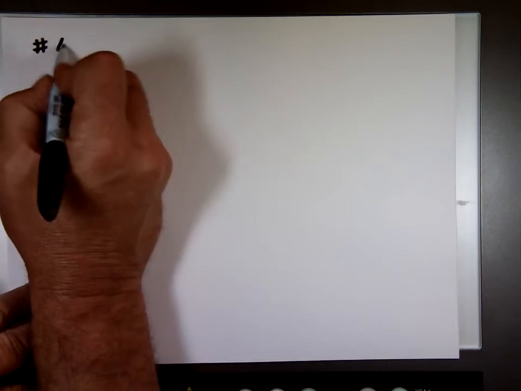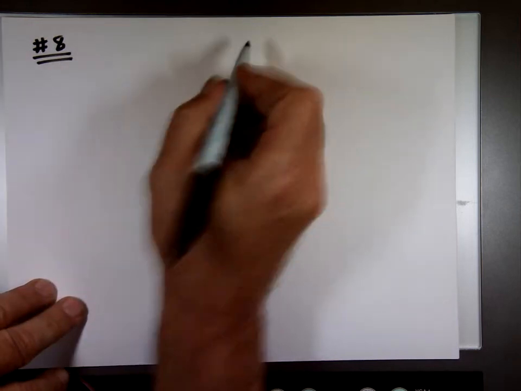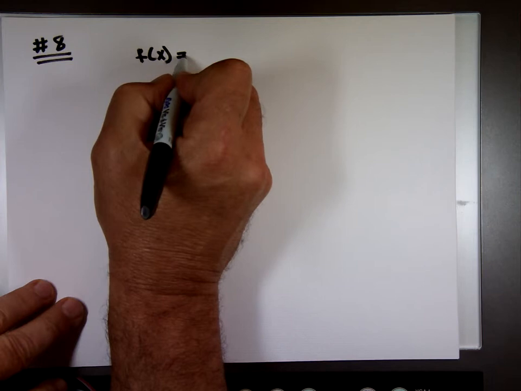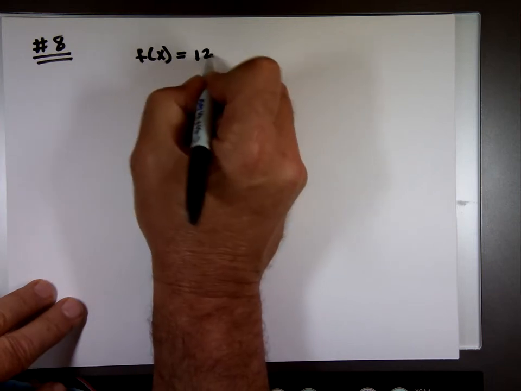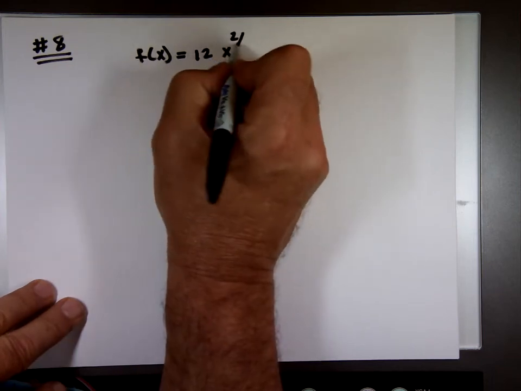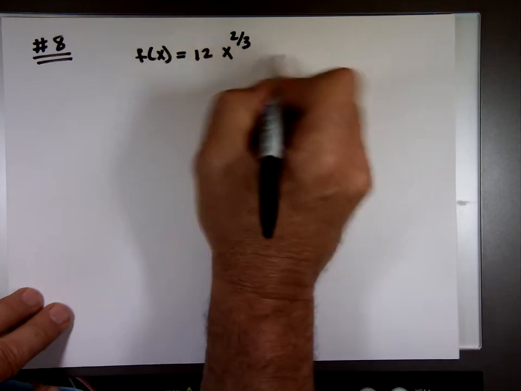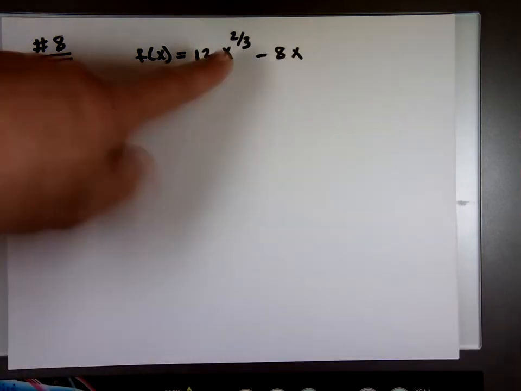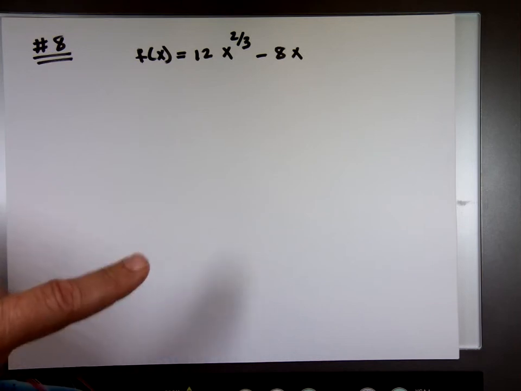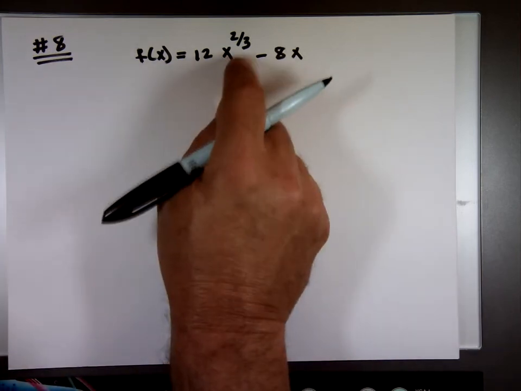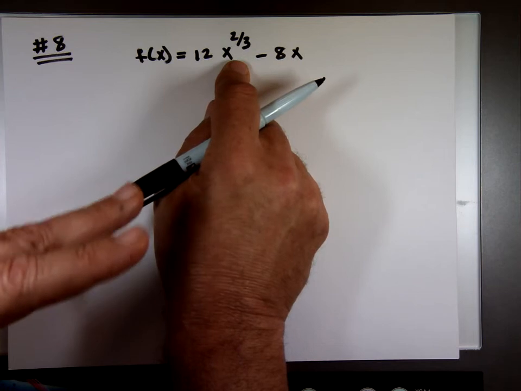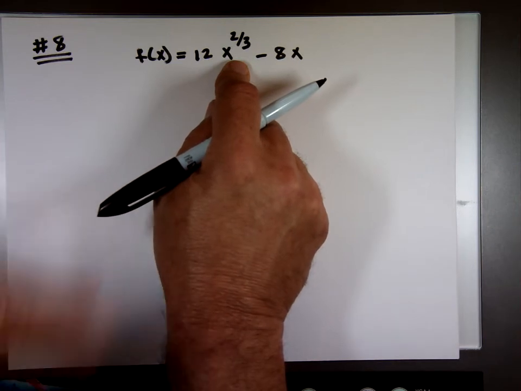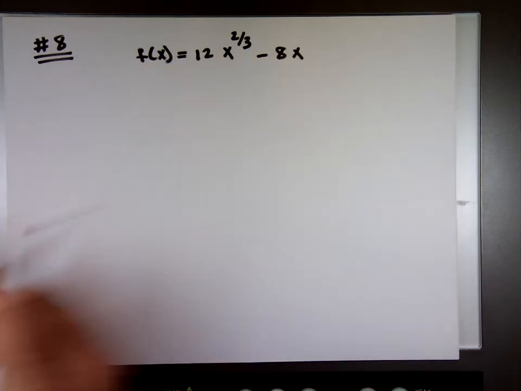So f of x equals 12x to the 2/3 minus 8x. The good news here, there's no value where the function is undefined. Because that's the cube root of x squared. The cube root of a negative number is okay. You can take the cube root of a negative number, a positive number, of 0. So the domain's all real numbers. So you're good there.